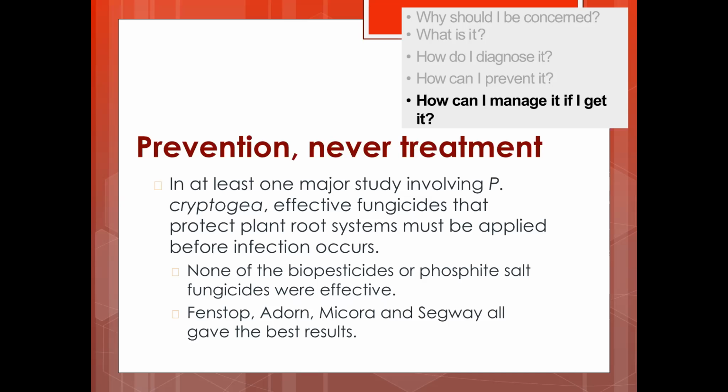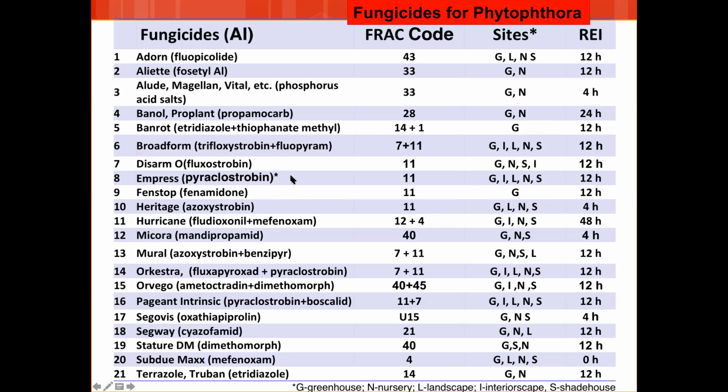So a lot of which fungicide you're going to use has to do with where you can use it. And so we have this handy dandy table that we can hand out to you at the end, or send you a link, or send you the PDF, where I tried to show what you could use in rotation, so we have all the FRAC codes, and then where you can use these things. Something like Fenstop, which worked really well, can only unfortunately be used in a greenhouse. Same with Banrot, which is a granular formulation, but something like, say, Broadform or Mycora or Mural or Orchestra, you can put it in the greenhouse, in an interiorscape, a landscape, a nursery, or a shade house.